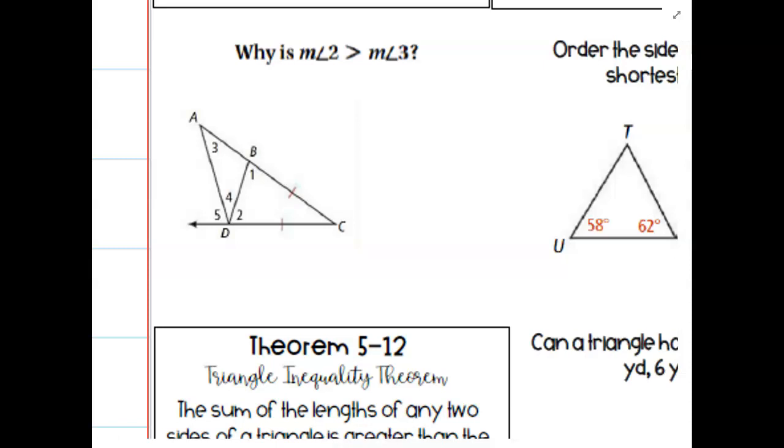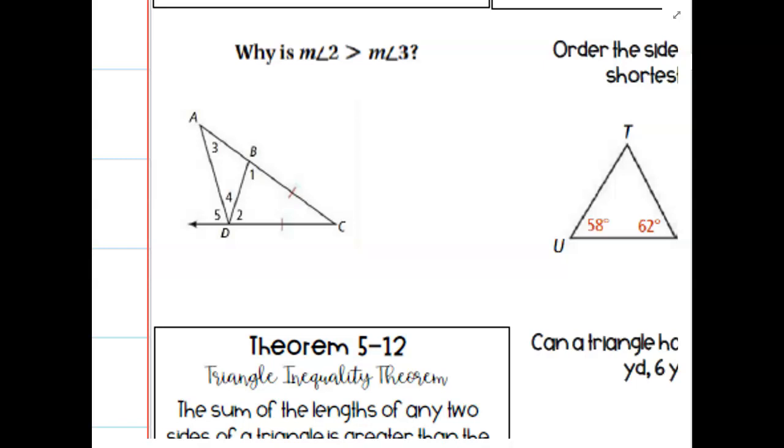We've got this diagram here, a couple of triangles, some markings, angles. If I wanted to know why the measure of angle 2 is greater than the measure of angle 3, we're going to use the corollary to theorem 312 that says the exterior angle is greater than either one of the remote interior angles. Here's the problem with this diagram.